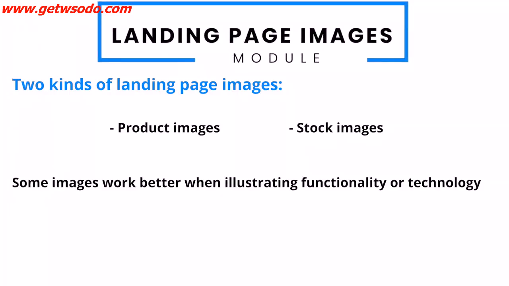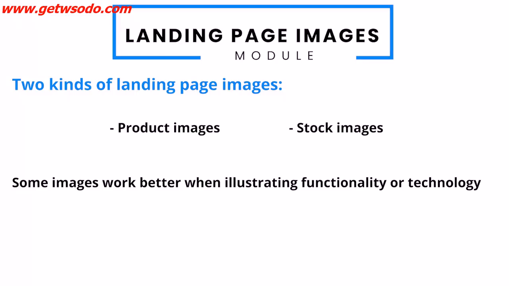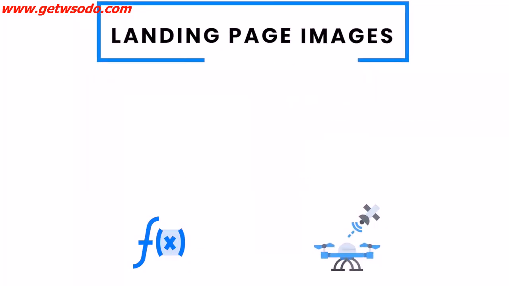Now that you have an idea as to what types of images you should avoid, let's go ahead and talk about the two types of landing page images you'll be working with. There are essentially two different kinds of landing page images you're going to be using: product images and stock images. Depending on which piece of copy you're pairing your image with, some types of images work better when attempting to illustrate things like product functionality or technology. So let's jump into the two different types of images so you have an idea of what's going on.